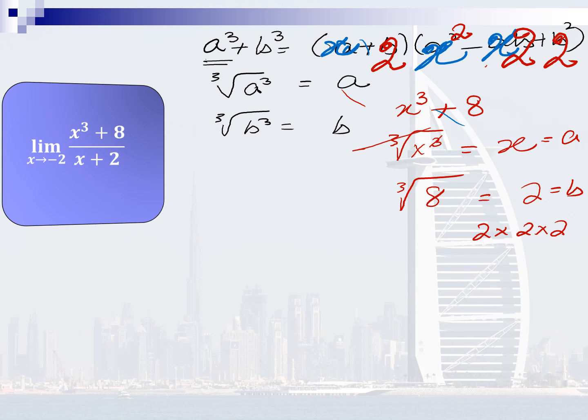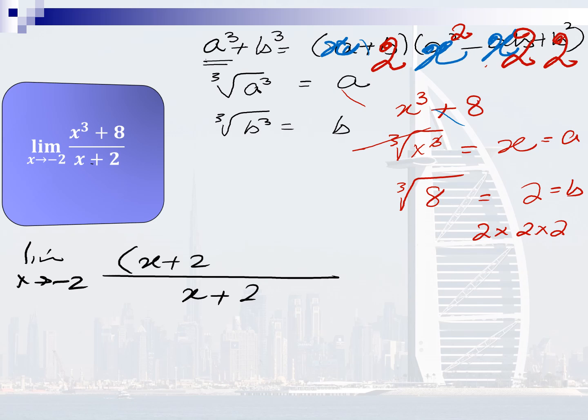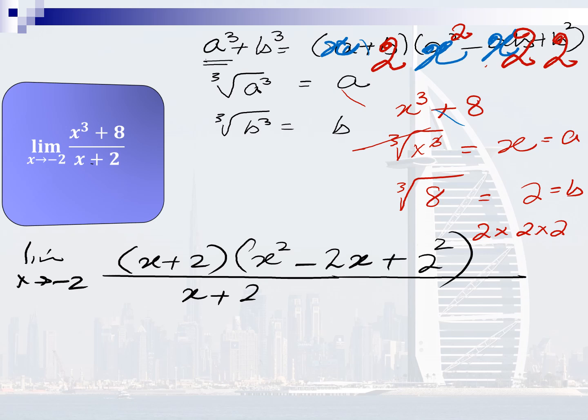So let's write it in a proper way in the form of limits. The limit as x approaches negative 2. Now the denominator is a linear function, so I don't change anything. On the top I have x plus 2. In the second bracket I have x squared minus x times 2. Writing x2 is not appropriate, so I write 2x, because we always write the coefficient first, and then the variable. Plus 2 squared, and 2 squared means 4.